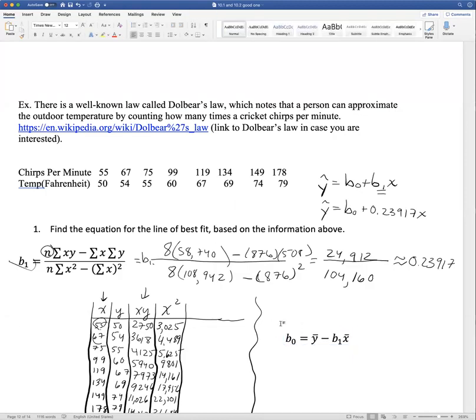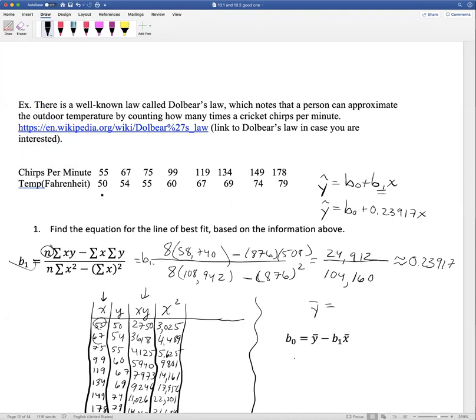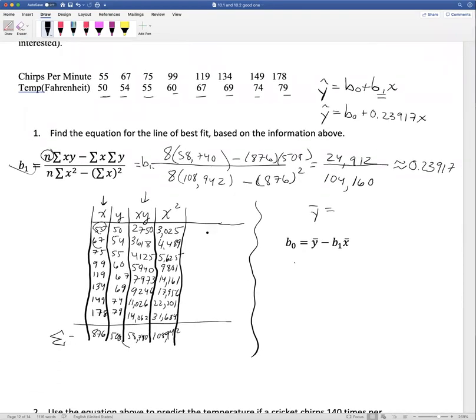And it tells us the y-intercept is equal to y bar minus b1 times x bar. So, okay, y bar represents the mean of the y values. So we're going to add up all of these y values. Remember that we let the temperature represent the y values. And then we're going to divide by 8 because that's how many there are. So it's the mean of the y values. Now, actually, interestingly, we already know what the sum of the y values is, right? We know that from this formula over here. We found the sum of the y's. So we're just going to take 508 and divide that by 8, and we get 63.5.